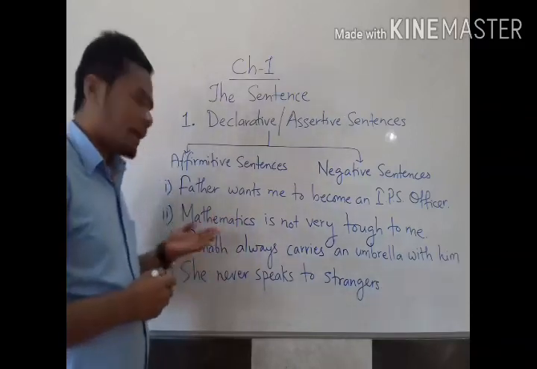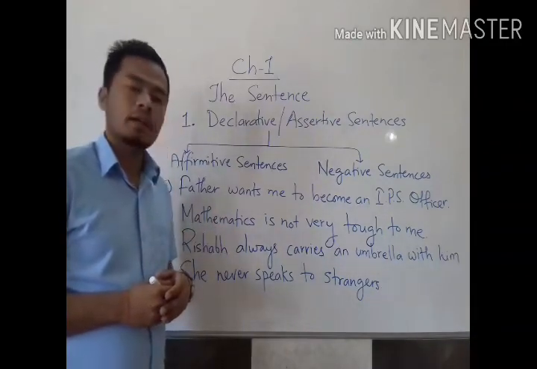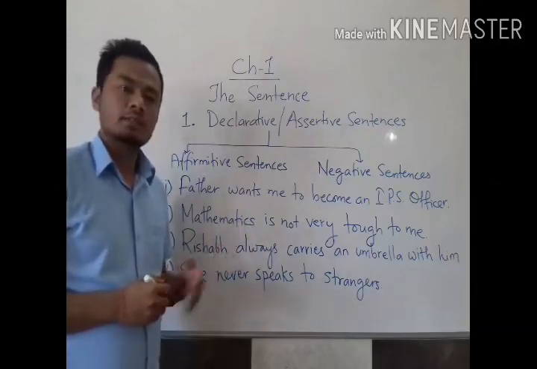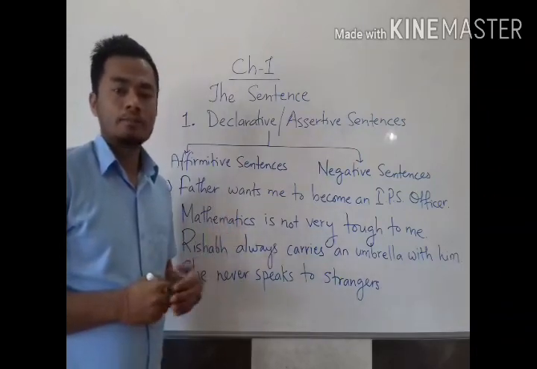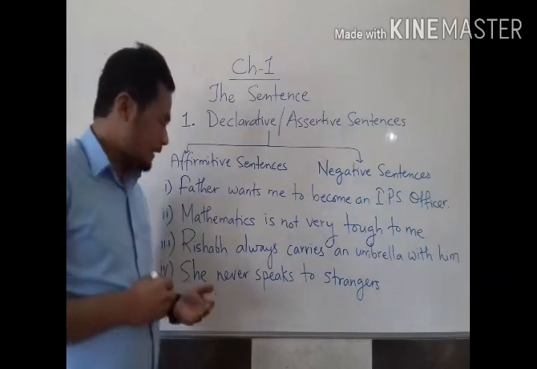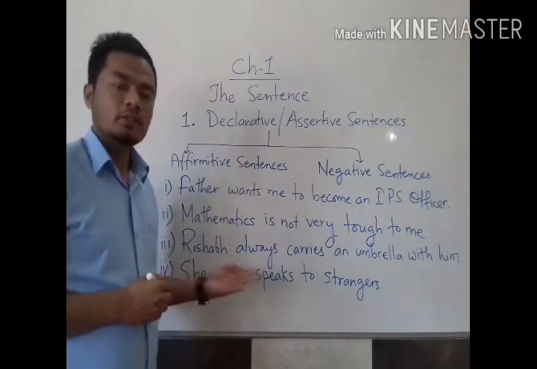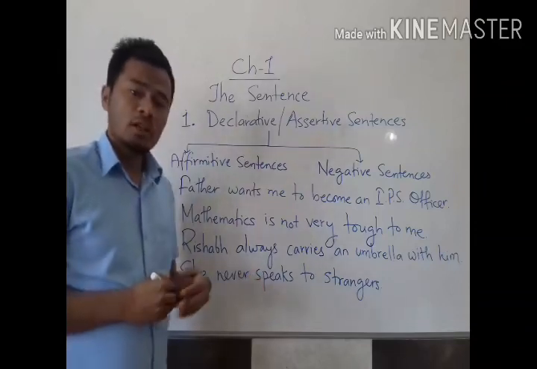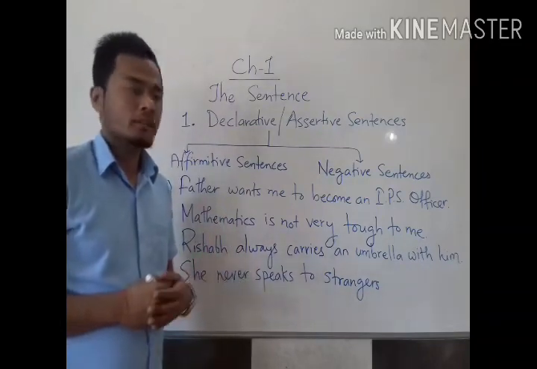Now come to example number 3: Rishabh always carries an umbrella with him. This is also an assertive sentence, because it also conveys an idea in a straight manner. Now come to the fourth example: She never speaks to strangers. This is also an assertive sentence, because it also conveys information in a direct manner.